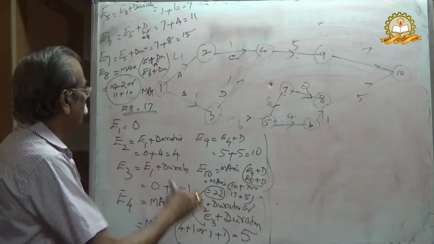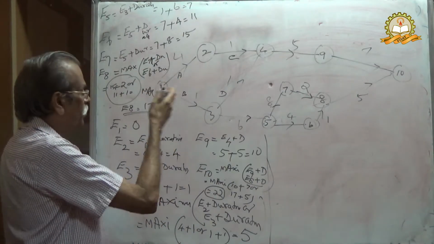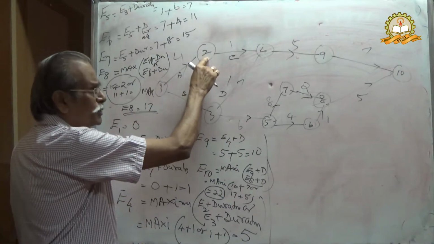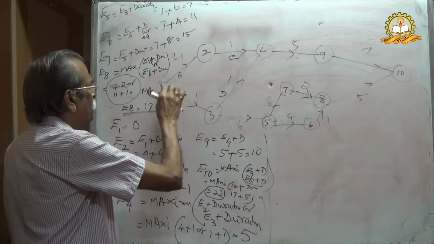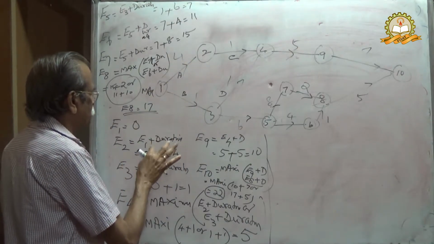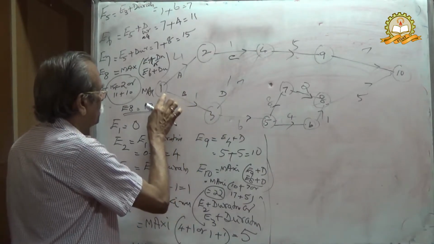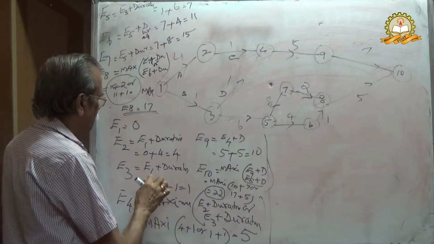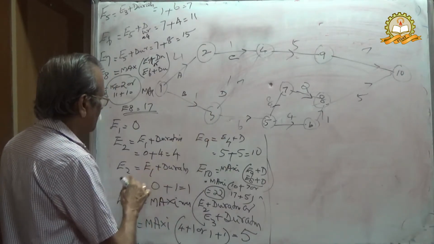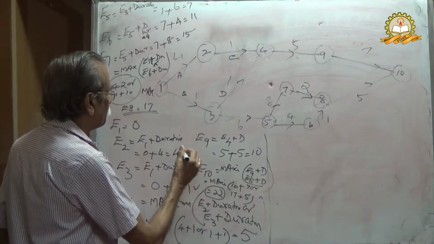I will repeat again. E1 is the starting point, E1 equal to 0. That is the point. Before this, no activity. Therefore, E1 is 0. E2 is obtained from E1 plus duration, that is 0 plus 4. E3 equal to E1 plus duration, 0 plus 1 equal to 1.